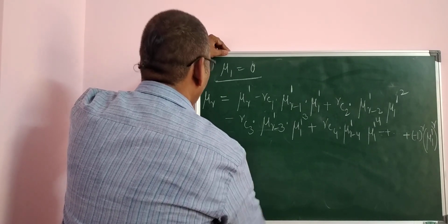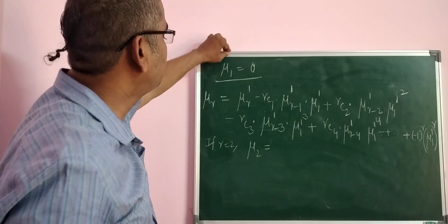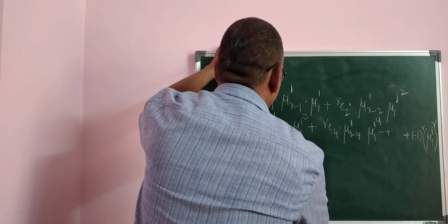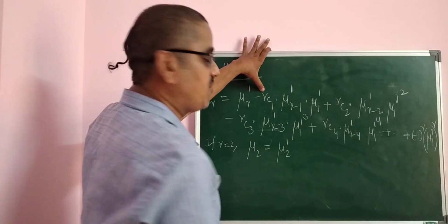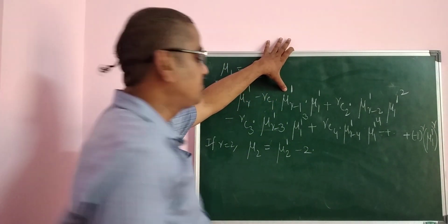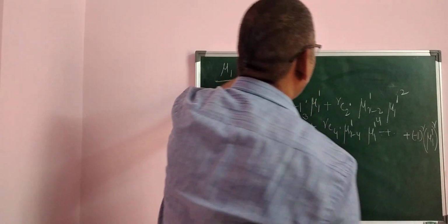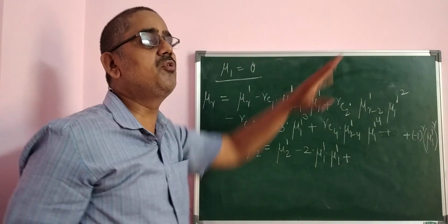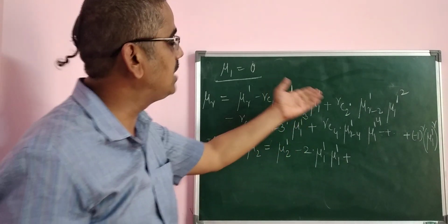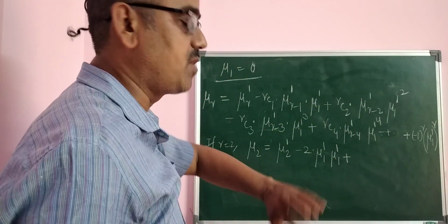Now I am calculating if r is equal to 2. If r is equal to 2, then mu 2 is the variance. Substitute r is equal to 2 here: mu 2 dash minus 2C1, 2C1 is 2, multiplied by mu 2 minus 1, that is mu 1 dash, into mu 1 dash, plus 2C2, there you stop. Whenever you get 2C2, 3C3, 4C4, there you stop. That is the last term. Or else you can substitute minus 1 whole square into mu 1 dash whole square, with r is equal to 2.